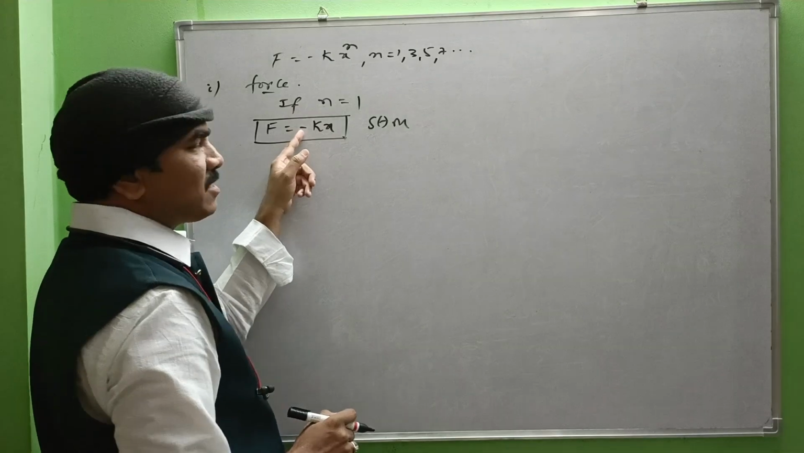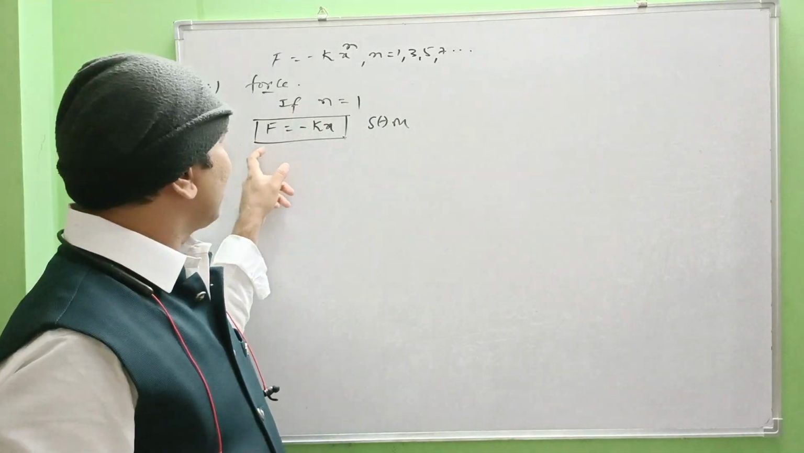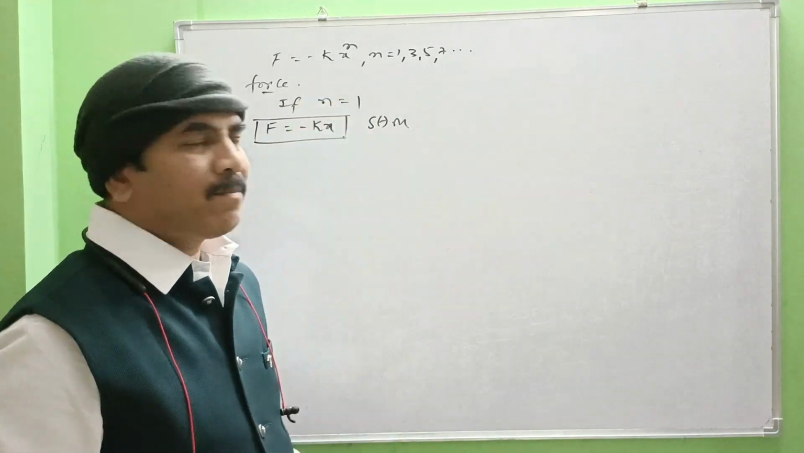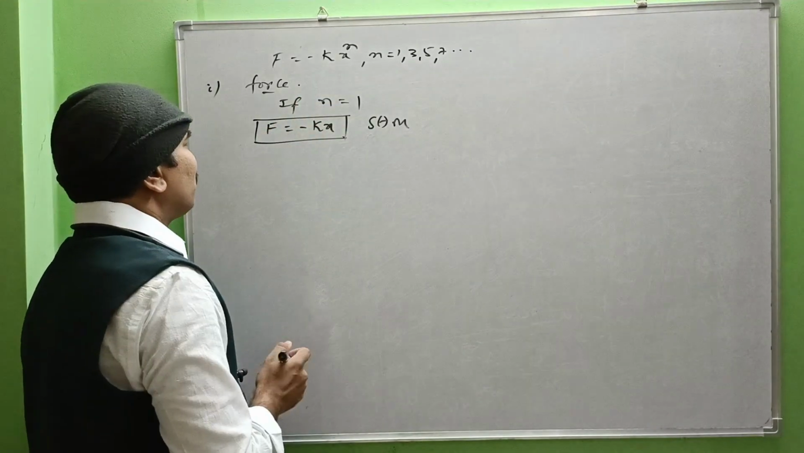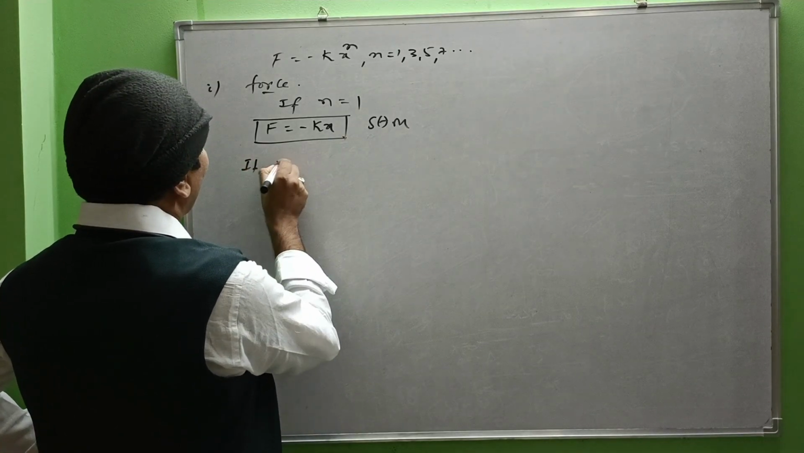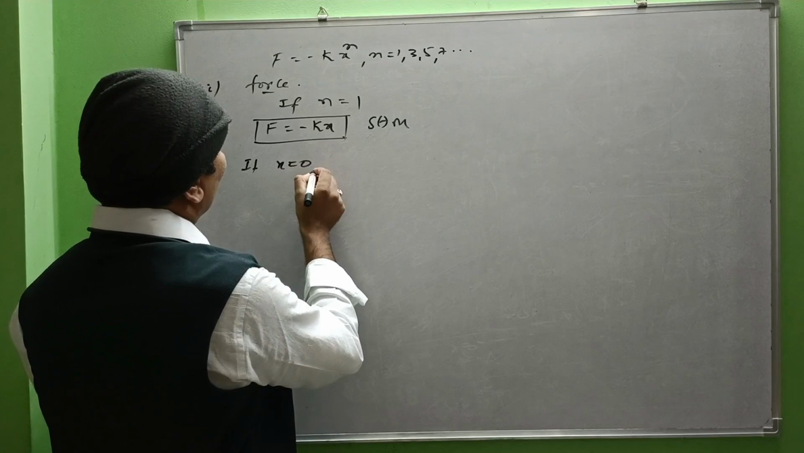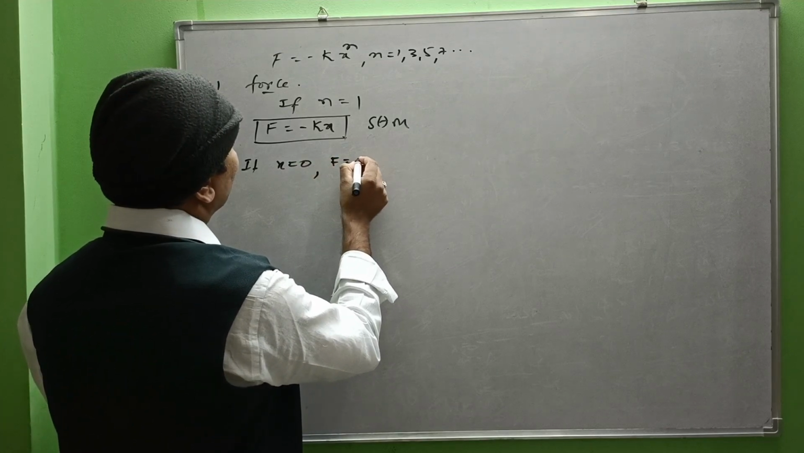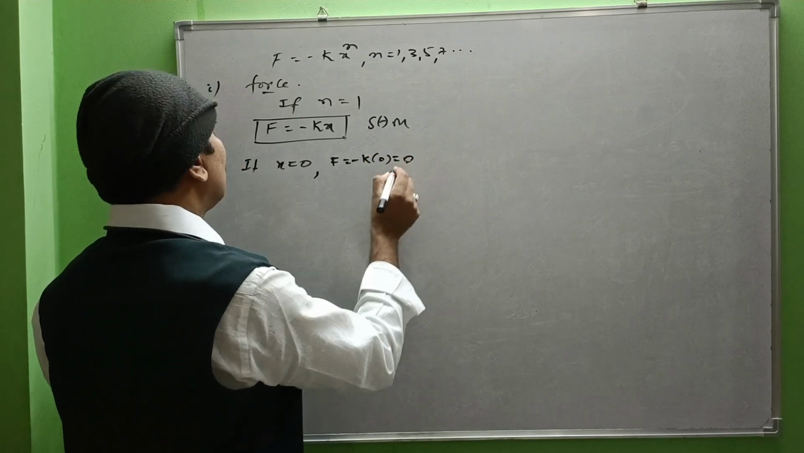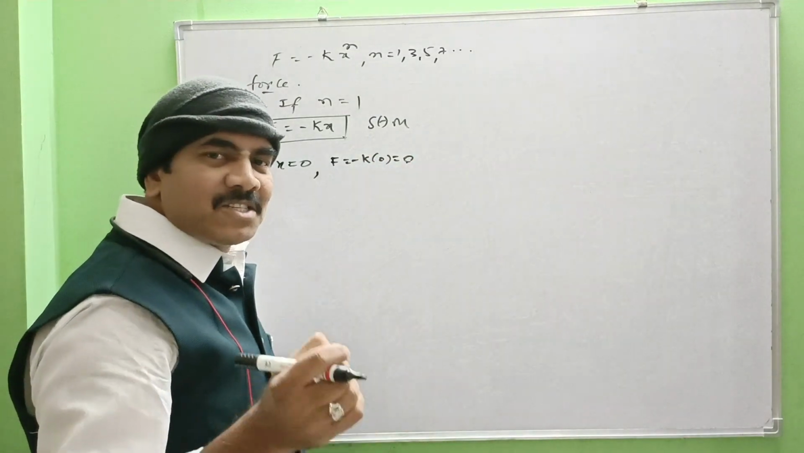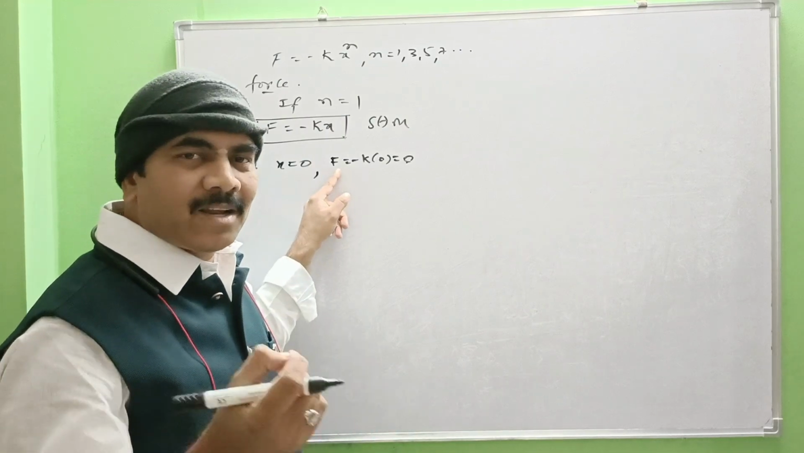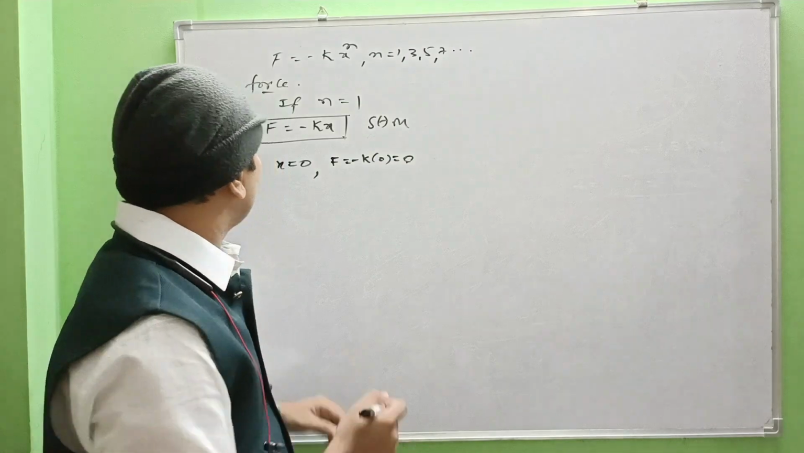Why take the negative sign here? It means force is always opposite to the displacement of the particle. Am I right? F equal to minus k into x. Now if x equal to 0, what about force? F equal to minus k into 0, that is 0, right? So whenever the particle is at its natural position during oscillation, there is no need of restoring force, therefore F equal to 0.